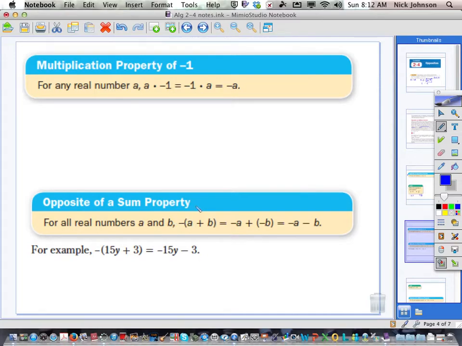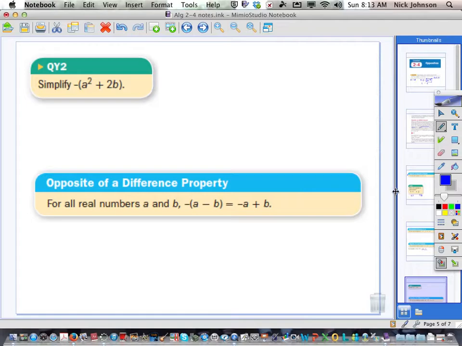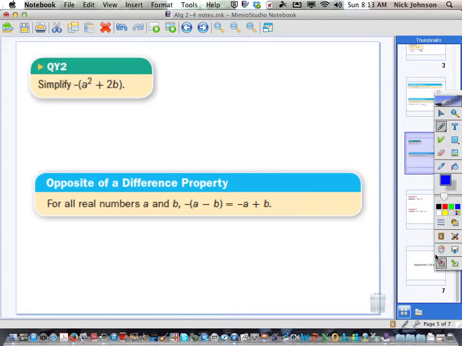Negative a plus negative b equals negative a minus b. See, notice they wrote it with just one symbol. That's what Mr. Johnson likes. So here, for example, a negative times 15y is a negative 15y. A negative times a positive 3 is a negative 3. Simple. Don't let it confuse you. Moving on. Quiz yourself too.